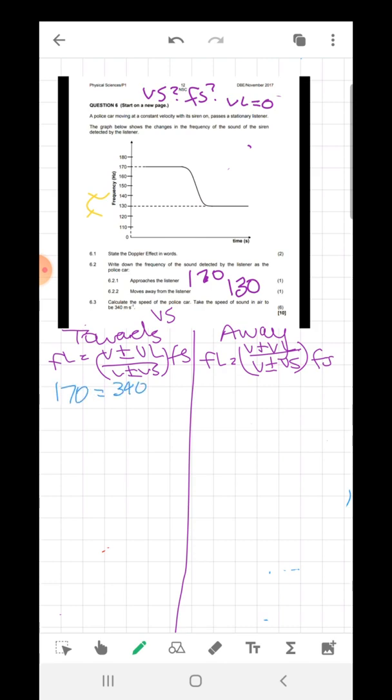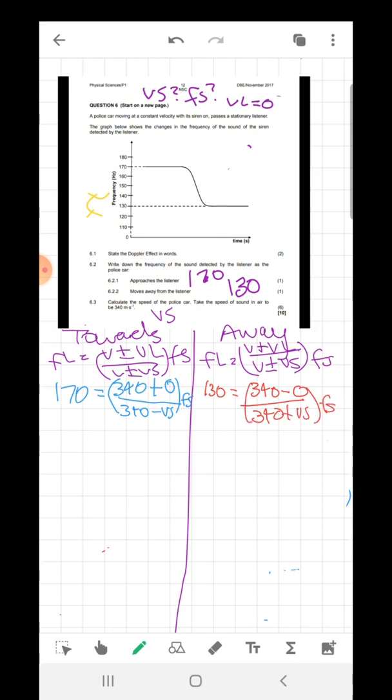Then it's just 340 plus. You're going to use a positive in the numerator because we're moving towards. VL is 0. Then that is divided by 340 minus Vs, which we don't have, and then multiplied by Fs. Here we are moving away, so we need to use the smaller frequency, and it is 340 minus 0, because when you move away, you use the minus in the numerator and a positive in the denominator: 340 plus Vs, all multiplied by Fs.